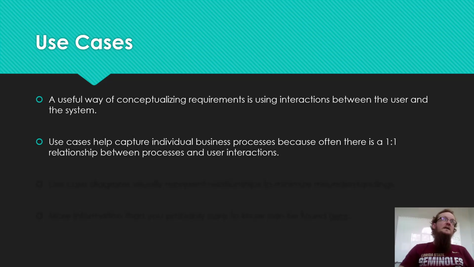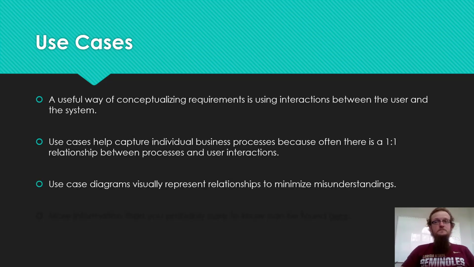But as long as you can gather a fairly complete list of use cases, that's a very good starting point for requirements gathering. There are use case diagrams that visually represent the relationships in the system. Again, this visual information helps to minimize misunderstandings, because you could talk about something a lot and still have two people not understand what each other are saying. But if you talk about it in a meeting, you have it written down, and you have a visual representation, it's much less likely that the people are on different pages.